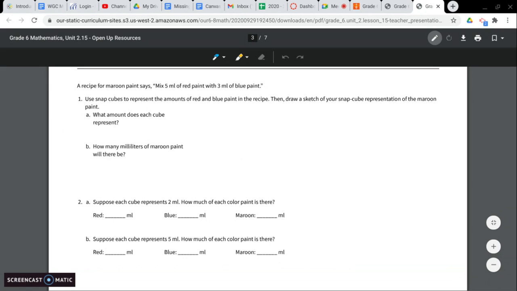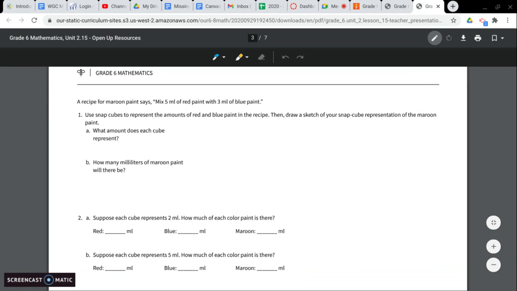So a recipe for maroon paint says mix 5 milliliters of red paint with 3 milliliters of blue paint. Now we're not going to use the snap cubes to represent these since we don't all have them. But if we were to use snap cubes to represent the amounts of red and blue paint in the recipe, then we can draw a sketch to represent this paint.